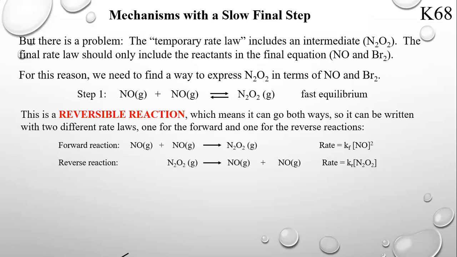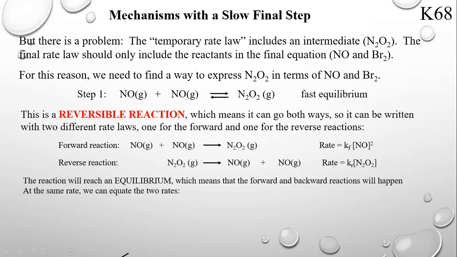The same thing is happening here. Products are turning into reactants, and reactants are going backwards and turning into products, but they're doing it at exactly the same rate at the same time. That's why it stays in equilibrium. And so these two rate expressions over here have got to be equal to each other. They've got to be moving at the same rate forwards and backwards. So the reaction will reach an equilibrium, which means that the forward and backward reactions will happen at the same rate, and we can equate the two rates.